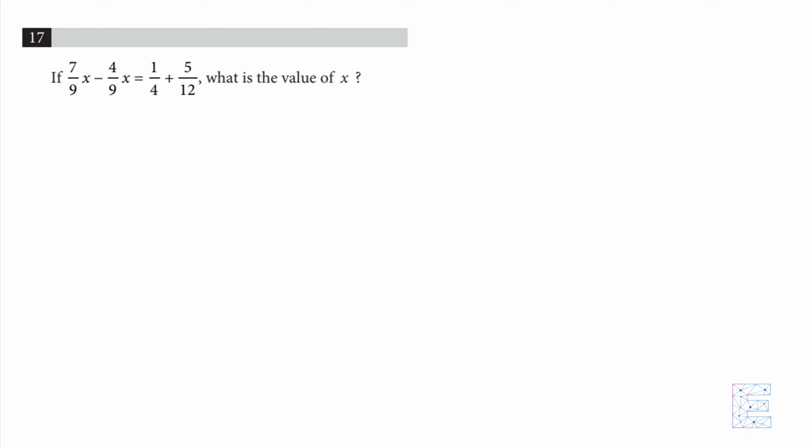So 7 minus 4 is 3, so this is 3 over 9x. On the right side, however, we don't have like terms. Remember, we can only add fractions if the denominators are the same. So finding the least common denominator for 4 and 12, we find that it's 12. 12 is the smallest number that both 4 and 12 can go into.